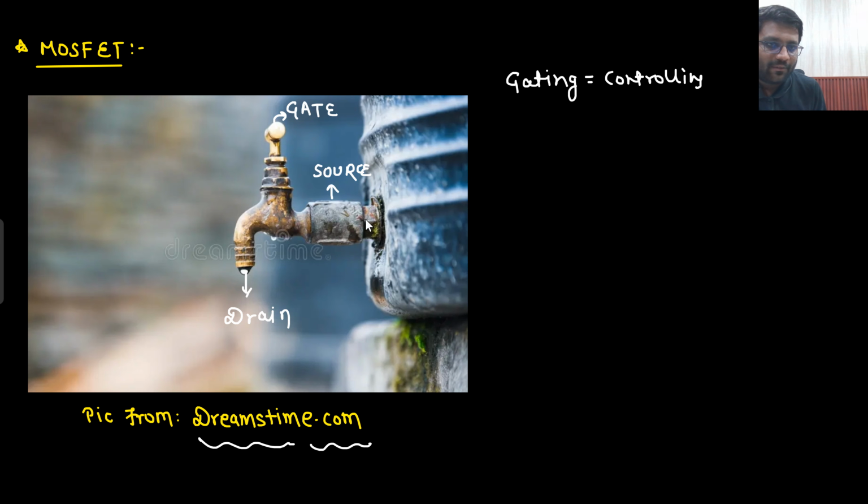Here water will be flowing like from which path? From here water would come and it will be flowing like this. So this is the path of water flow, right? So can I say this is the channel of water?